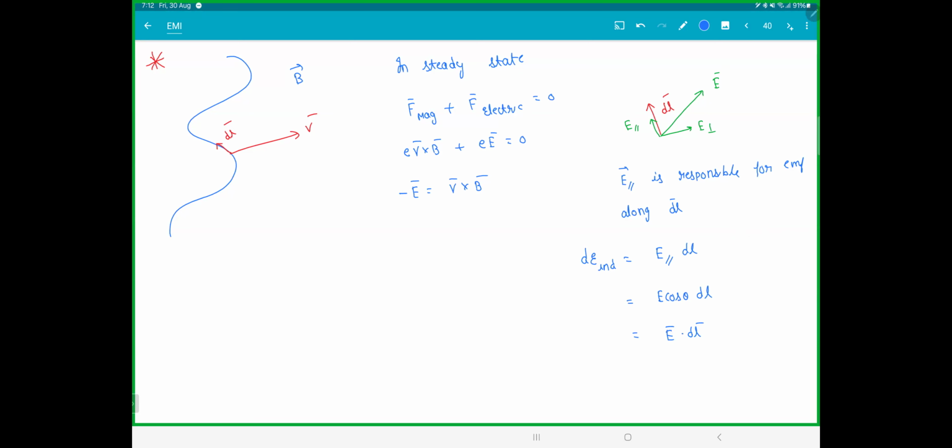Or you could have written integral E dot dL, that also would have worked out. Minus V cross B dot dL. So this is your final formula. So the EMF induced in the rod is the integral of minus dL bar dot product of V cross B bar.